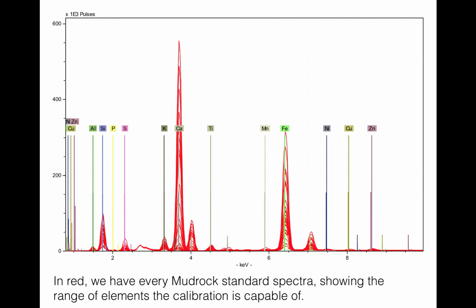Here we see a similar diagram, but this time each spectrum is colored red. This is done because we're looking at essentially a calibration, a reference set spectrum. These are 26 mudrock standards, each with known concentrations for iron, calcium, etc. The height of the peak corresponds to how many atoms are present.